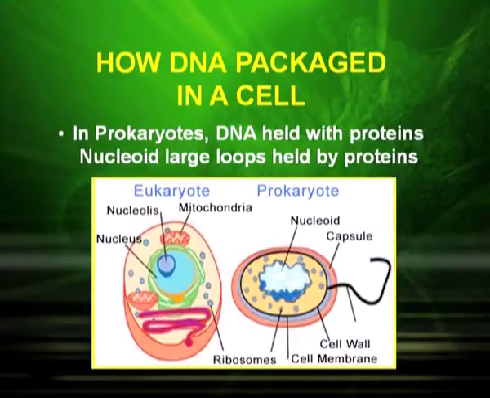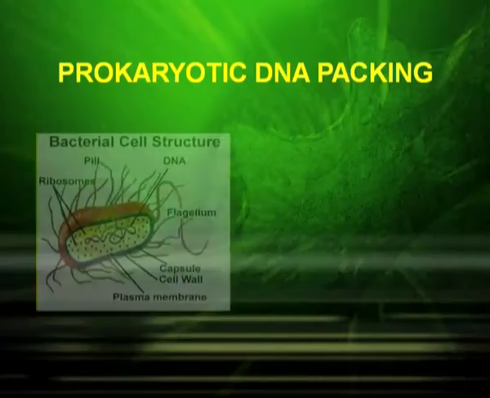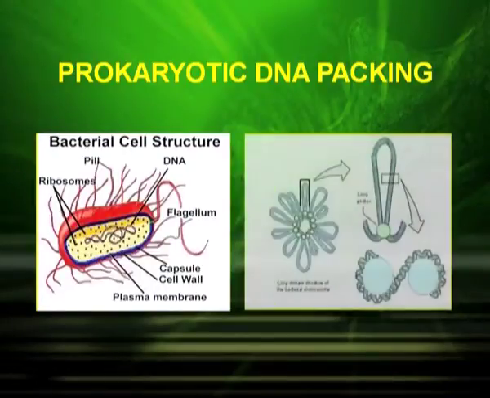As you can see in the picture, the DNA is organized into a region called the nucleoid. There is no true nucleus. On the other hand, in eukaryotes, the DNA is present in a well-defined nucleus. Now, if we go into a little more detail on prokaryotic DNA packing, we see that the DNA is packed in the form of loops. So, there is so much coiling.